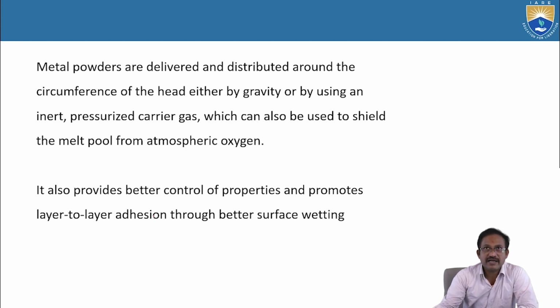Metal powders are delivered and distributed around the circumference of the head, either by gravity or by using an inert pressurized carrier gas, which can also be used to shield the melt pool from atmospheric oxygen. Okay, right. It also provides a better control of properties and promotes layer to layer addition through better surface wetting.